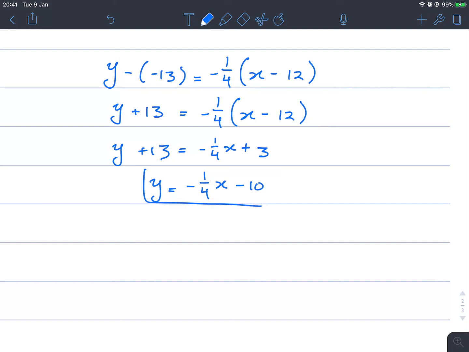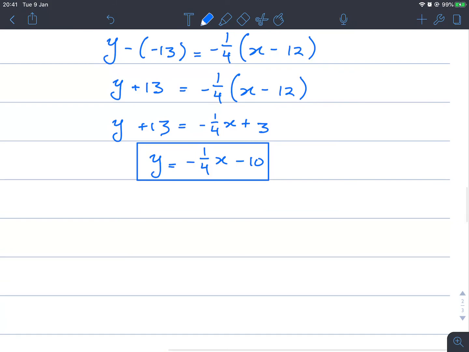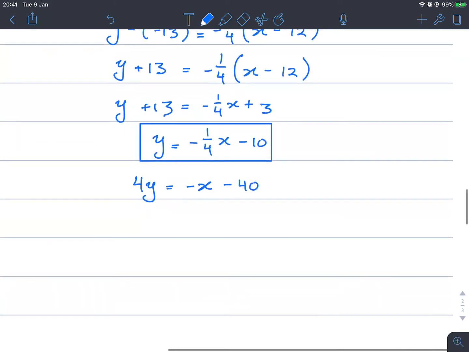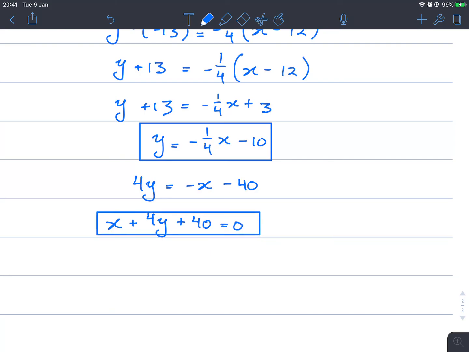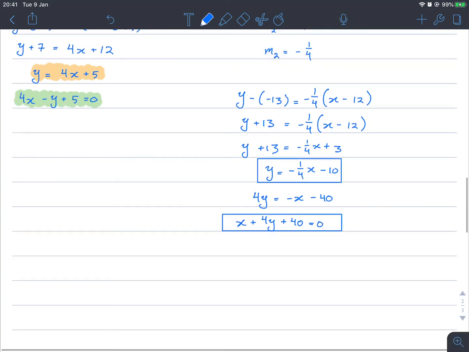And this is one solution in gradient intercept form, but we'll also answer this in general form. So I'm going to multiply everything by 4, giving us 4y equals negative x minus 40. Moving everything to the right hand side, we get x plus 4y plus 40 equals 0. This is also a solution for the question in general form.